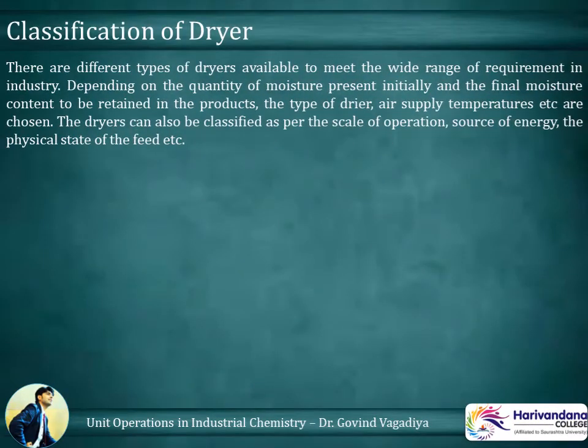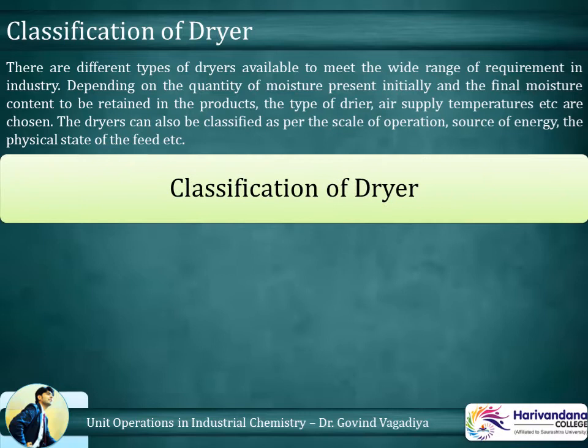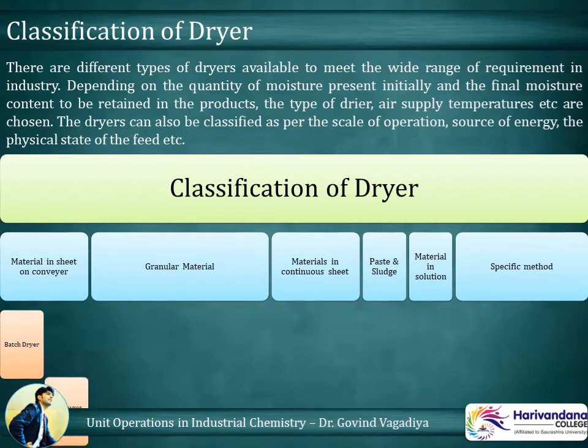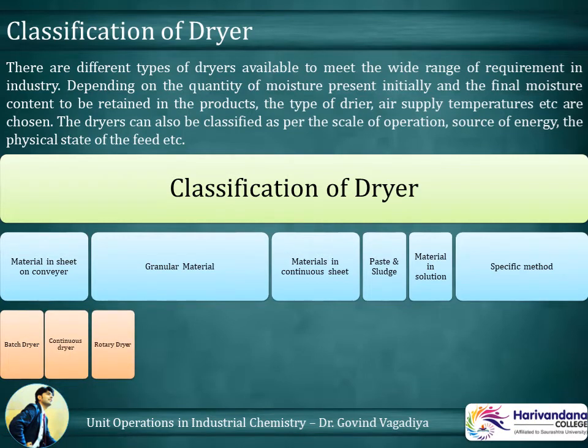There are different types of dryers available to meet the wide range of requirements in industry. Depending on the quantity of moisture present initially, and the final moisture content to be retained in the products, the type of dryer, air supply temperatures, etc. are chosen. The dryers can also be classified as per the scale of operation, source of energy, the physical state of the feed, etc.